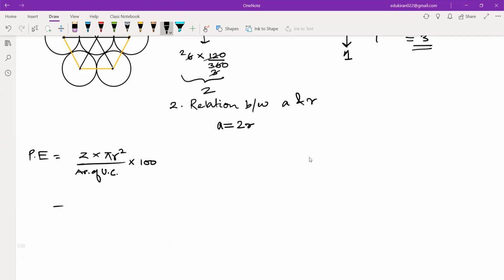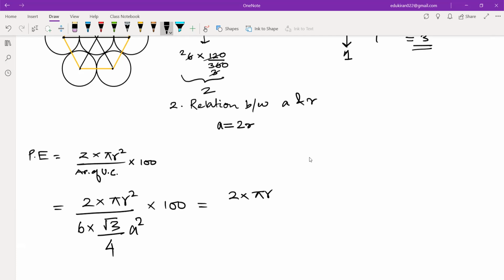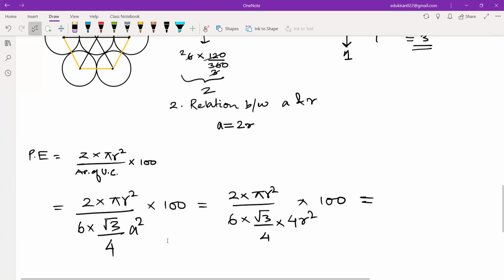It will be equal to 2 into pi R square divided by area of unit cell. It will be equal to 6 into root 3 by 4 A square into 100 equal to 2 into pi R square divided by 6 into root 3 by 4 into A square. This will be equal to 4R square, right? This is what you were telling now? Correct. Yes, sir. Now you can solve this. So Z should be 3, right?